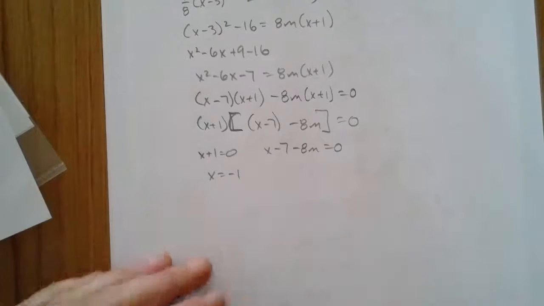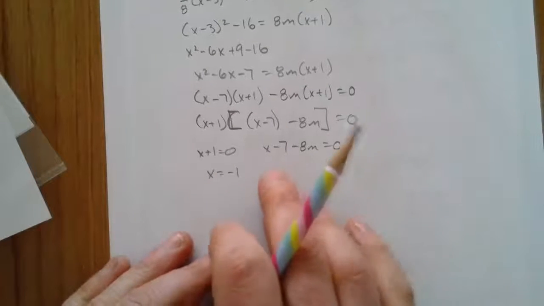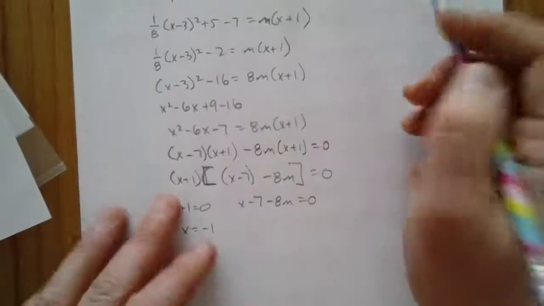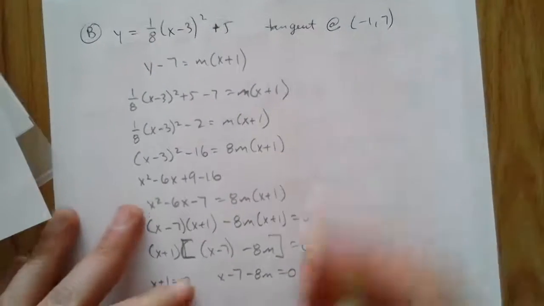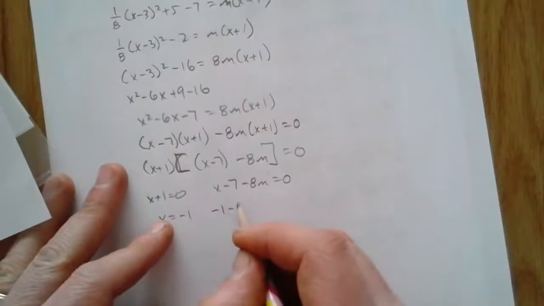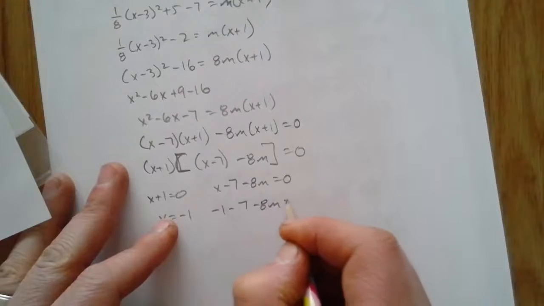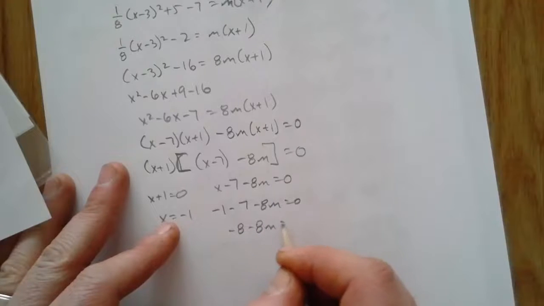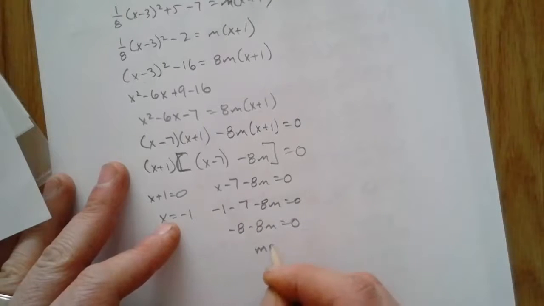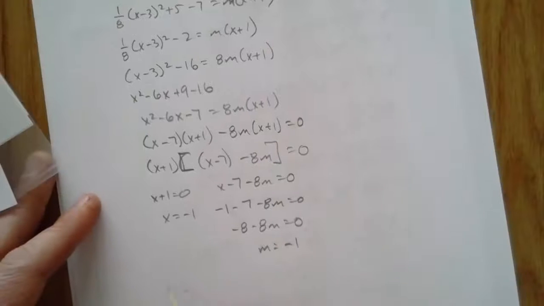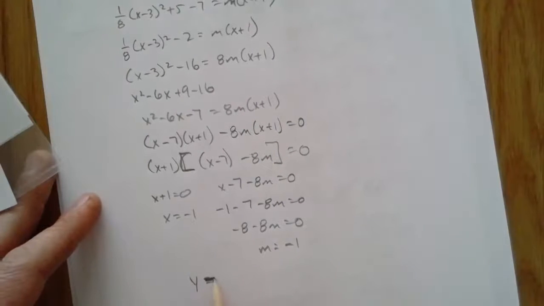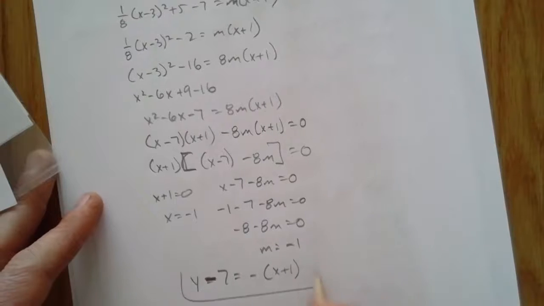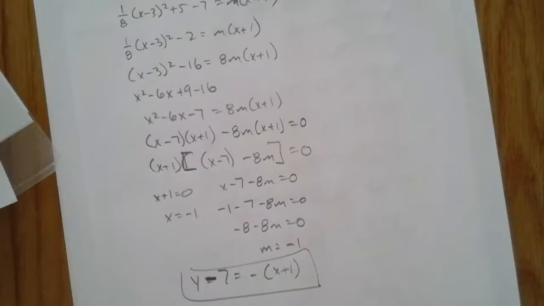We look at this and say to ourselves, do we know what the x value needs to be? Yeah, we do. We know the x value has to be -1 because that was given to us. So we'll replace that with -1. And so I get -8 minus 8m equals 0. Move that over. m is then going to be -1. Hey, I have my equation: y minus 7 equals negative (x plus 1).